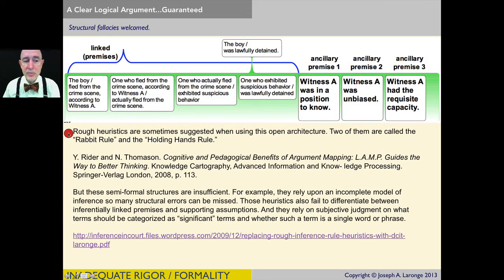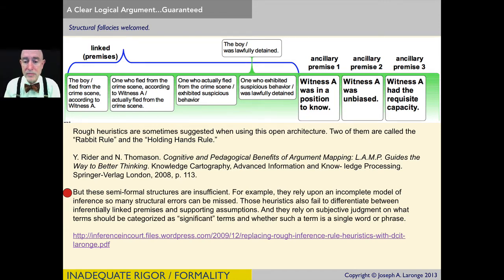Now, admittedly, as you see here, there are rough heuristics that are sometimes suggested when using this open architecture. Two of the well-known ones are the rabbit rule and the holding hands rule, which I'm not going to go into detail right now. Very worth reading. Here's a site that you can go to look about them. But these semi-formal structures are still really insufficient. This rabbit rule and holding hands has a number of problems.